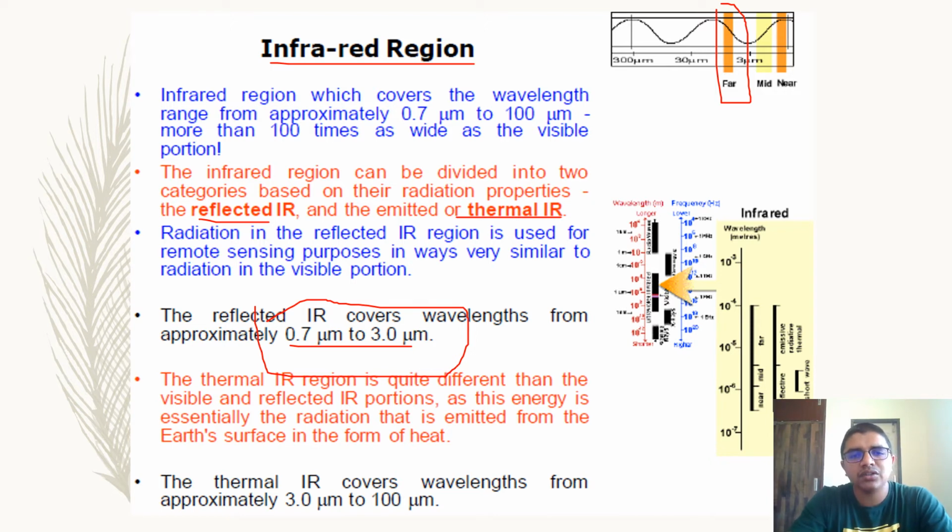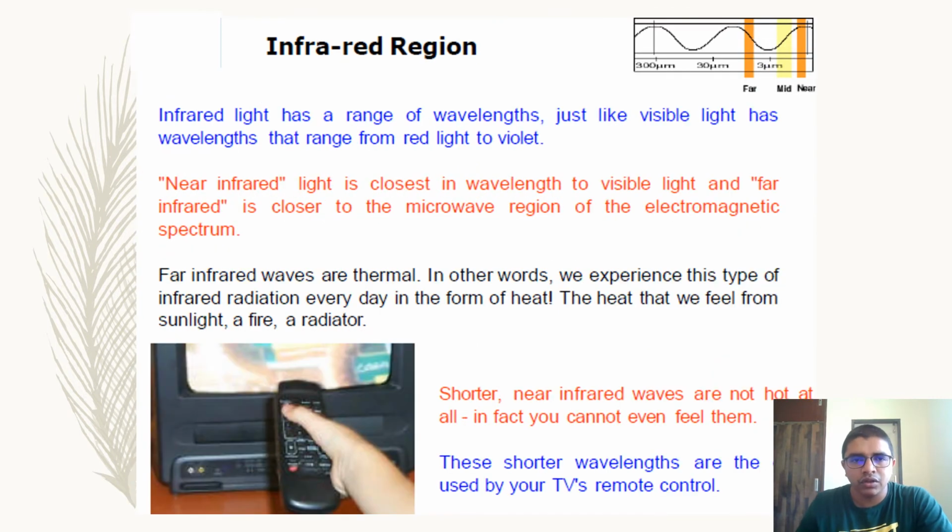While the thermal radiations are quite different from the visible or reflected IR, this is energy radiation that is emitted from the Earth's surface in the form of heat. And this heat can be recorded, and we use thermal sensor cameras nowadays in order to detect the thermal radiations. So near infrared light is close to the wavelength of visible light, and far infrared is close to the microwave region of the electromagnetic spectrum.